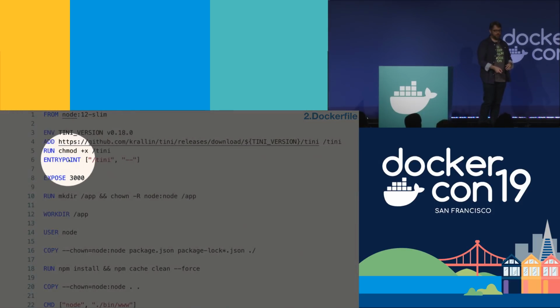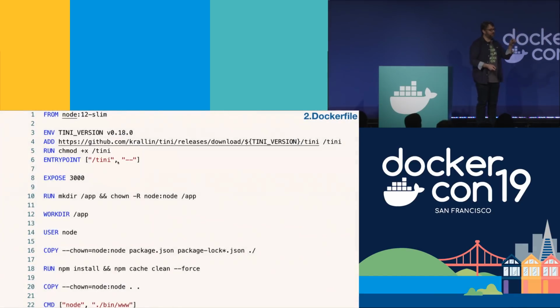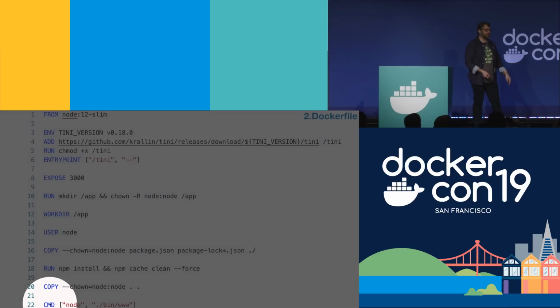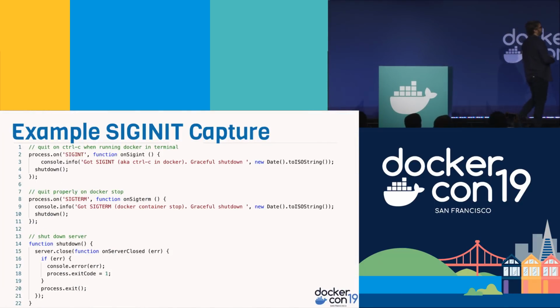We're changing the entry point. Entry point runs right before CMD. The entry point and CMDs come together. So we're technically running the entry point, Tini, and then it runs the node command down here. So you see that I've changed this from npm to node. So we're not executing npm in the image.